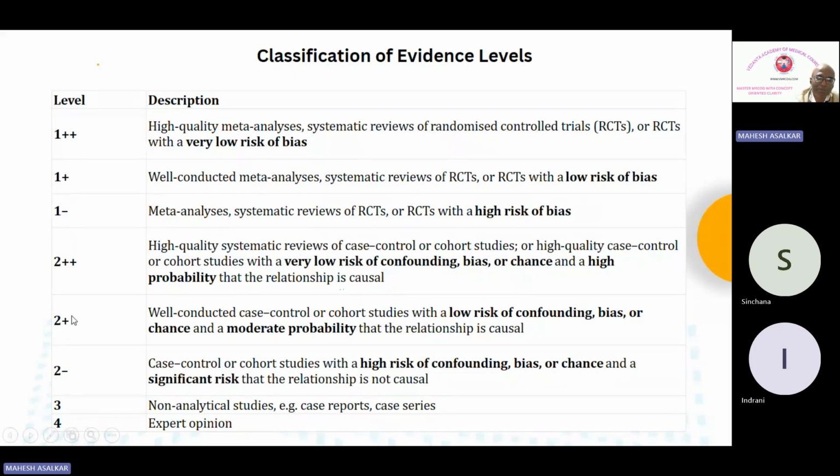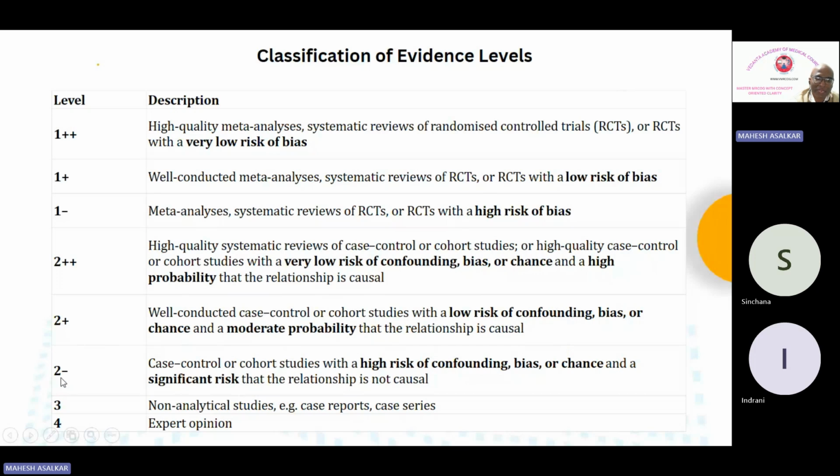Now let's come to the 2 plus. Here again, we will have the case control and cohort. However, the risk of confounding bias will differ. So they have a low risk of confounding and bias. So well conducted case control and cohort studies with low risk of confounding, bias or chance, and moderate probability that the relationship is causal. Okay, these are 2 plus. So understood the difference? Here case control cohort, very low risk of confounding; here low risk of confounding or bias. Here high probability that the relationship is causal; here moderate probability that the relationship is causal.